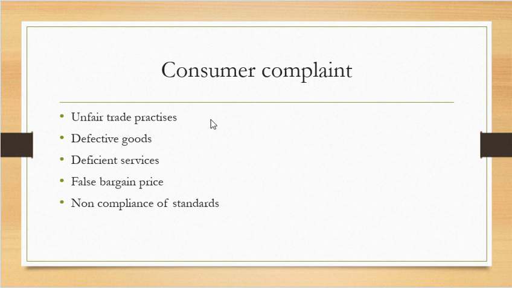The fourth one is false bargain prices. When an advertisement is published in a newspaper or otherwise, whereby goods or services are offered at a bargain price, where in fact there is no intention that they will be offered at that price for a reasonable period or for a reasonable quantity, a complaint can be filed against the trader. Next is non-compliance with the prescribed standards. Any sale or supply of goods for use by consumers, knowing or having reason to believe that the goods do not comply with the standards prescribed, is also a ground for complaint.